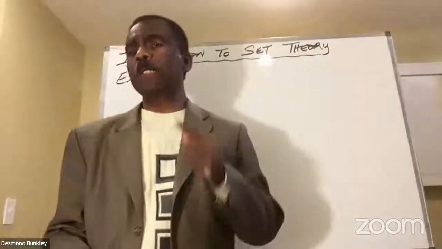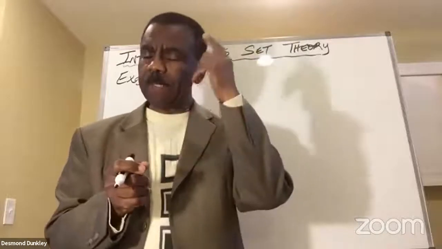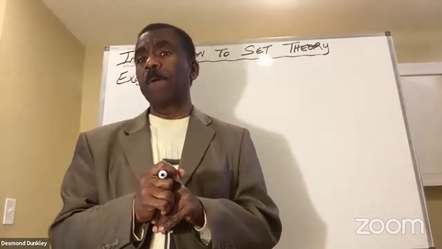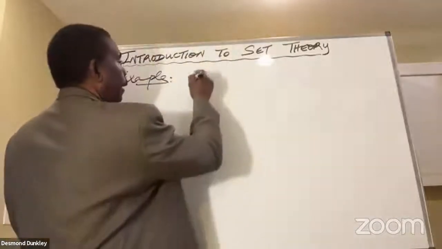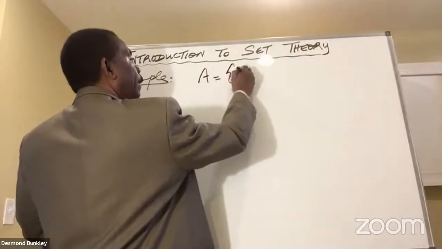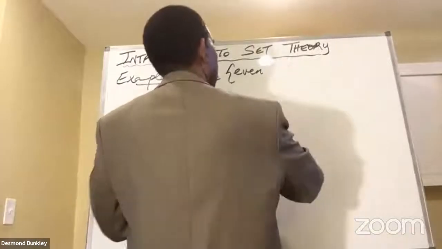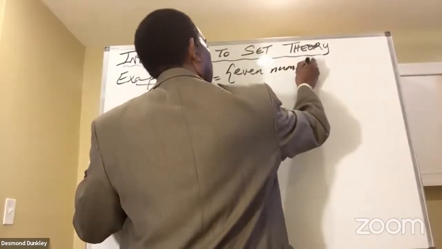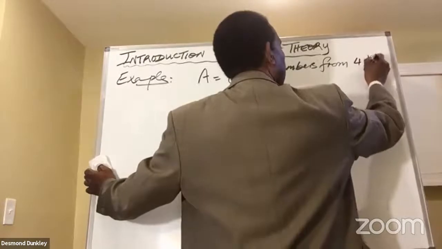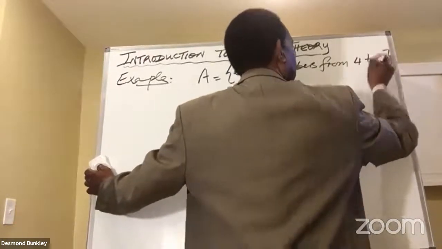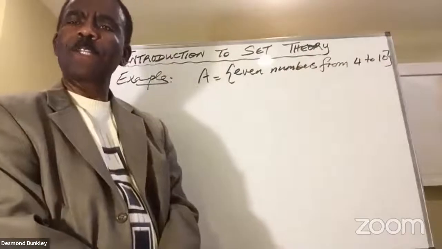By the way, a set could be described using words if they happen to have a relation. If they have something in common that could identify them, or you just group them together in curly brackets. For example, I could say to you, A is a set of even numbers from 4 to 10. So that's pretty explicit. The set of even numbers from 4 to 10.